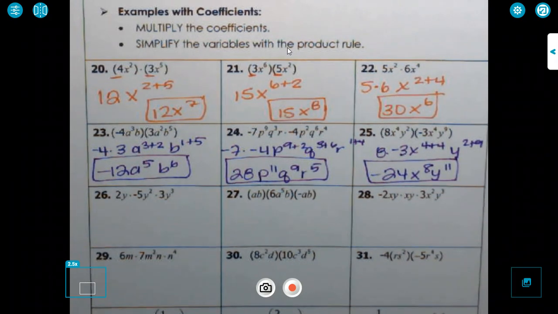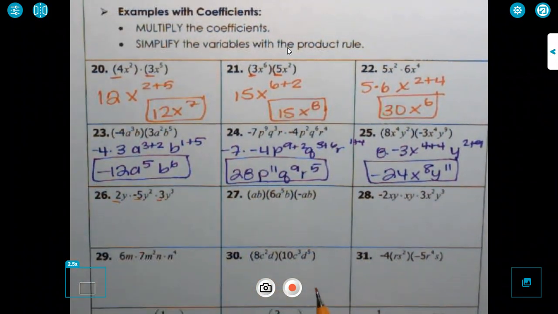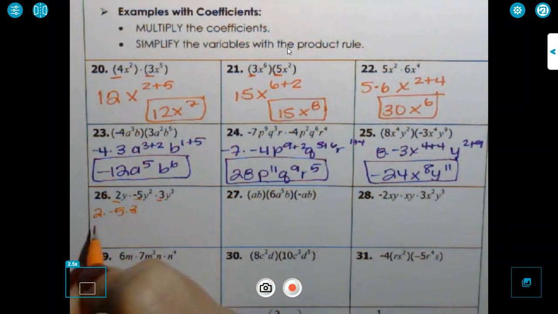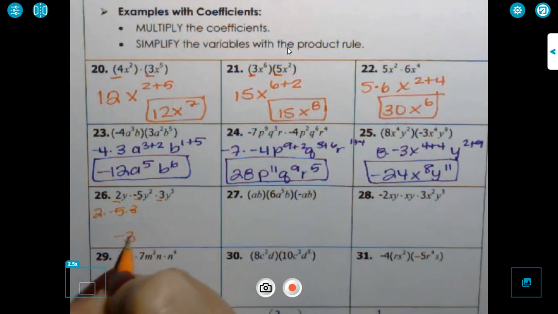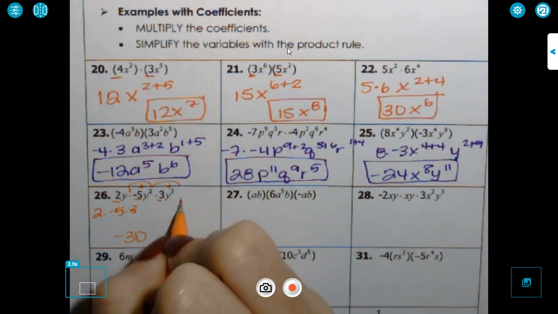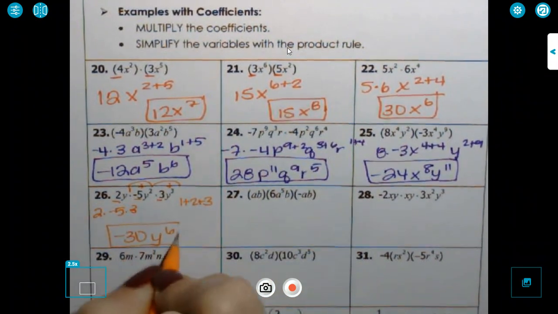All right, so here we go. 26 through 28. Okay, multiply. 2 times -5 is -10. -10 times 3, so 2 times -5 times 3 is -10 times 3, which is -30. And then we're going to add 1 plus 2 plus 3, which is y to the 6th.